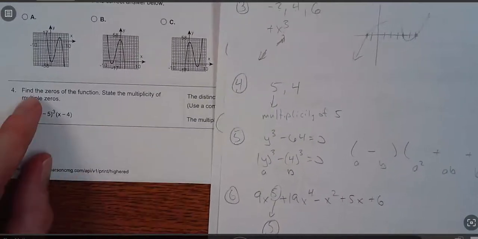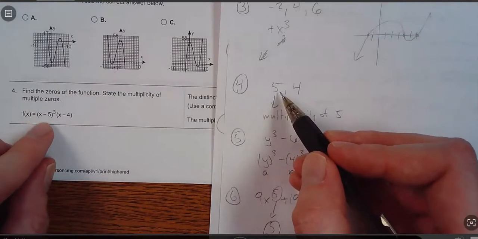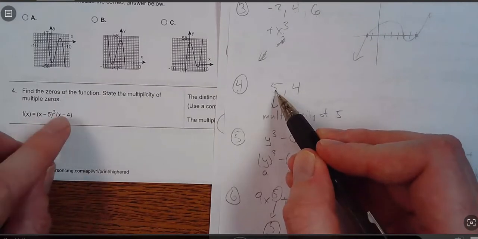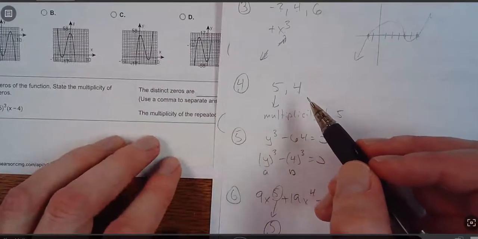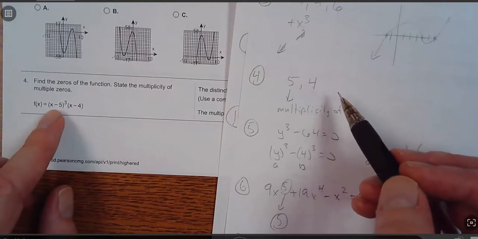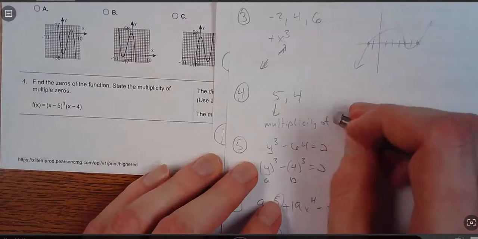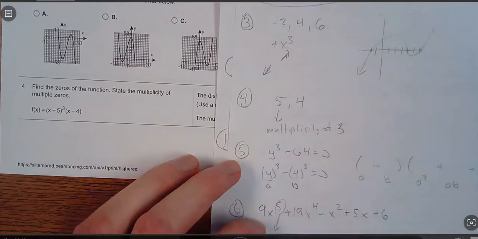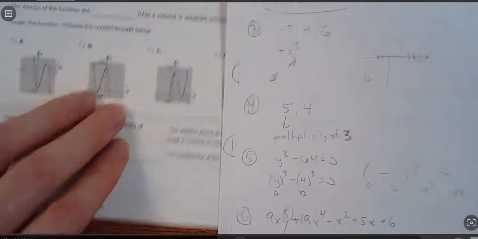Number 4, find the zeros. The zeros are, since this is x minus 5, it'd be positive 5. x minus 4 is going to be a positive 4. It says, what's the multiplicity of the repeated root? The repeated root is this guy here. 5 is actually a root 3 times. So 5, whoops, has a multiplicity of 3. Got ahead of myself there. Then 5 is the root. So it has a multiplicity of 3.